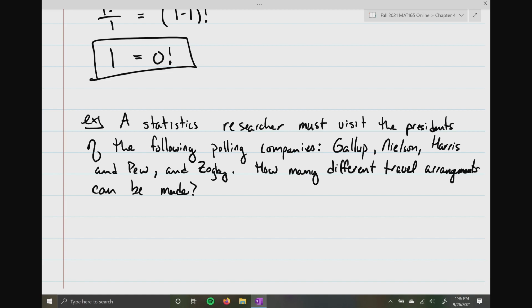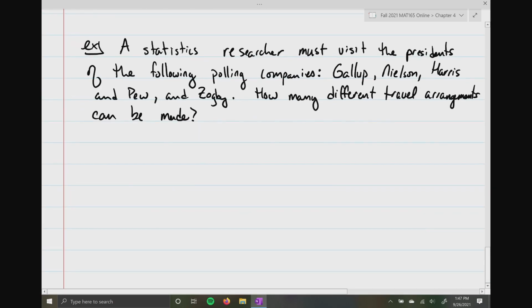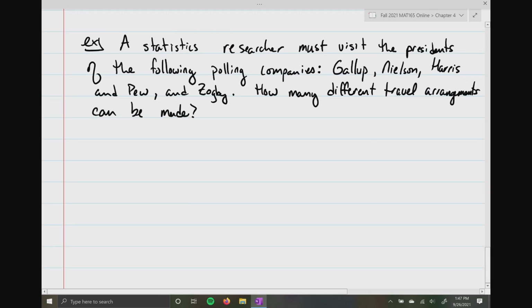Okay, so a statistics researcher must visit the presidents of the following polling companies. So you have Gallup, Nielsen, Harrison Pugh, and Zogby. How many different travel arrangements can be made? So the driving force behind this question is the fact that we are bombarded with stats every single day, whether it's in sports or politics or science, and there are companies that actually help to collect data. The question becomes, are they collecting the data responsibly?